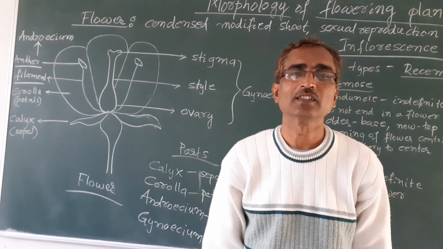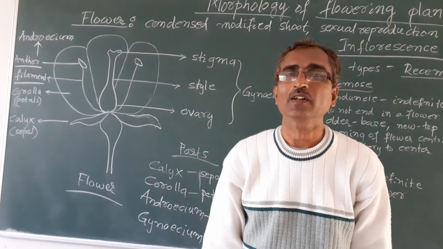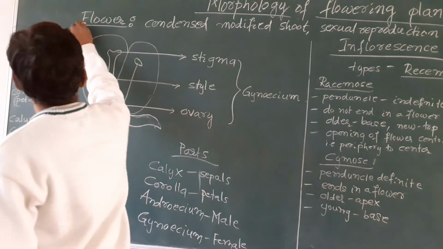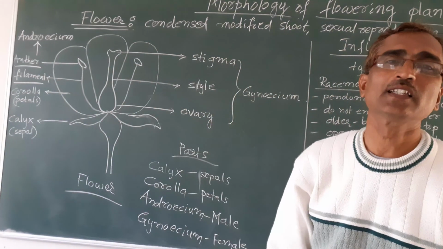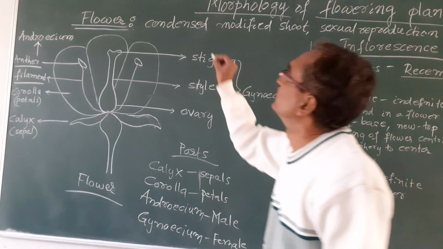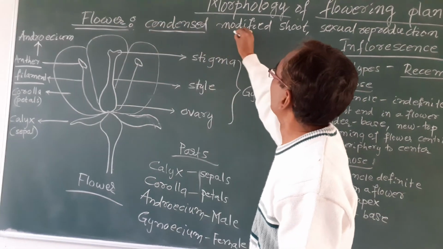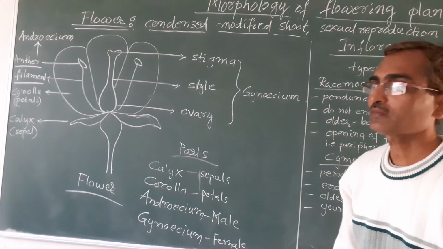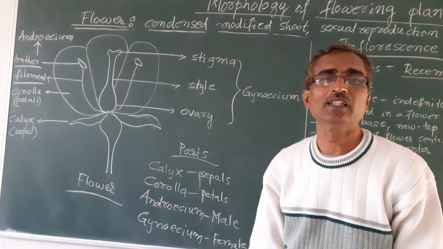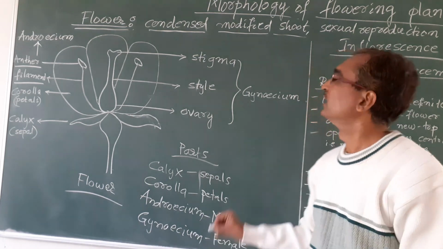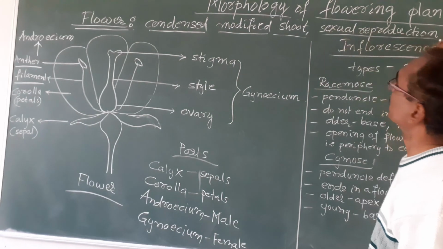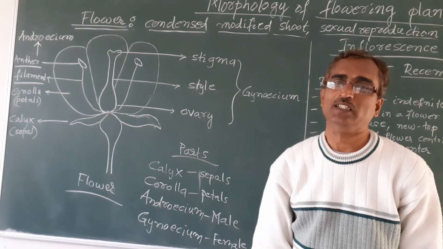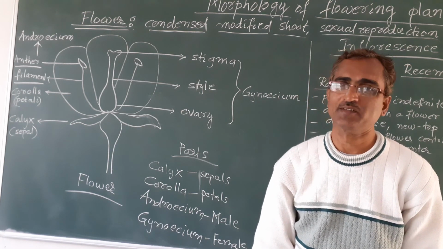So yesterday we discussed the leaf. Okay, so today we will discuss the flower. A flower is nothing but a condensed and modified shoot. And this flower is a site of reproduction. It is meant for sexual reproduction because it contains both the male and female reproductive structures.